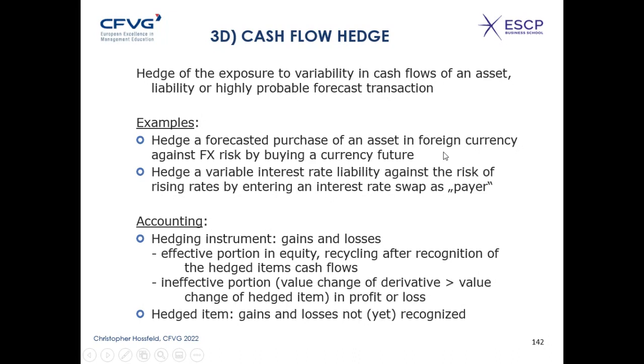So here I have a forecasted purchase of an asset in dollar, for example. So that means I need a certain amount of dollars in 3 months, 6 months, 9 months. And in a currency future, I buy those dollars within the future. So that means in 9 months, in the future, I buy the dollars, then I take the dollars and I pay my asset, for example. Or hedge a variable interest rate liability against the risk of rising rates by entering an interest rate swap as payer.